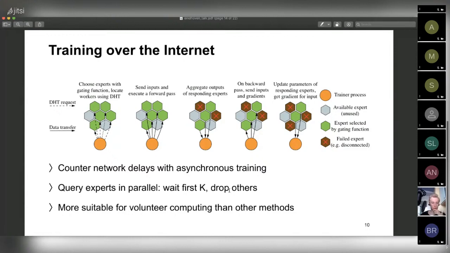Also, I should say that we counter network delays in this manner with something called asynchronous training. Basically, we aggregate the requests in batches on the expert side, and on the client side, on the trainer side, we are waiting for a given amount of time for all experts, and we wait for the first K to respond, and then drop all the others if they are too slow. So these improvements are basically what allows us to achieve high performance in the voluntary training setup and to achieve higher efficiency than other methods.